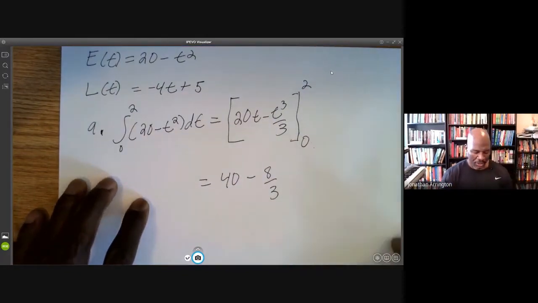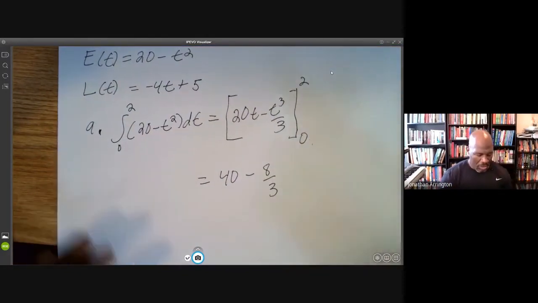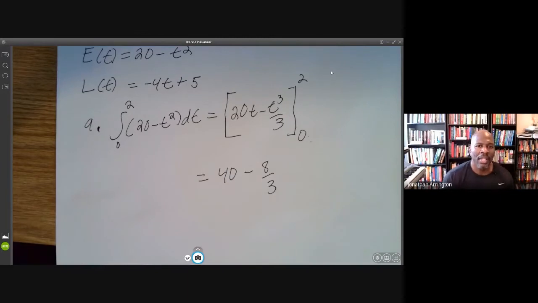I'm sure your AP students have heard, once everything is numerical, you really don't have to simplify. So you could just leave your answer as 40 minus 8 over 3, and you'll get the full amount of points.